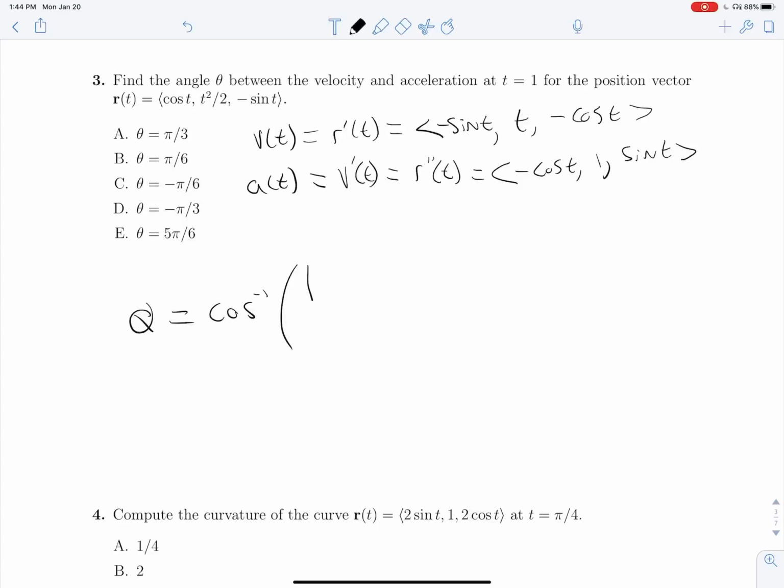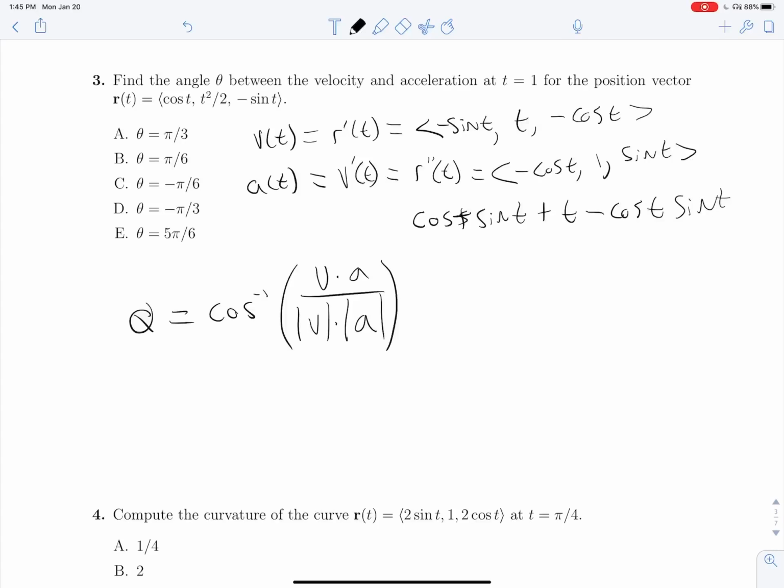In this case, it's going to be v dot A over magnitude V times magnitude A. Okay, so let's do this dot product. If we dot these two, we are going to get cosine t sine t plus t minus cosine t sine t. And I should be specific here, this is v dot A. That's just going to leave us with v dot A equals t.